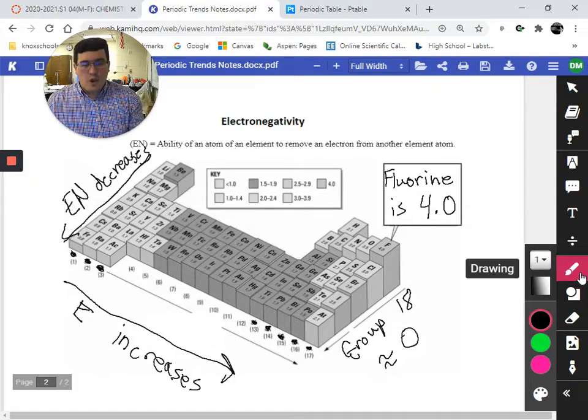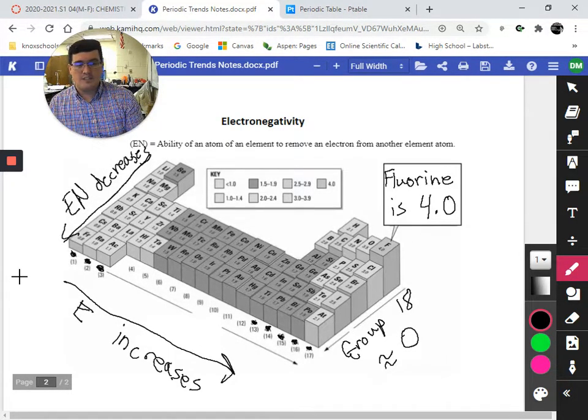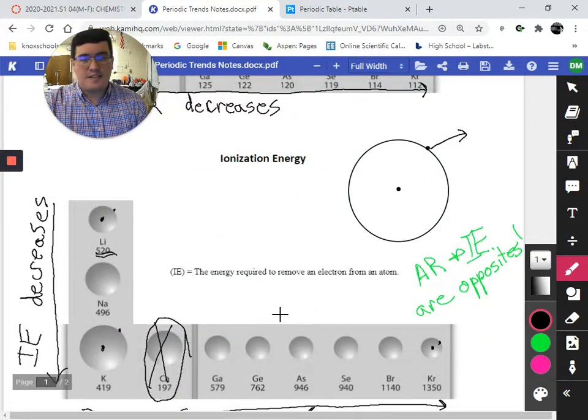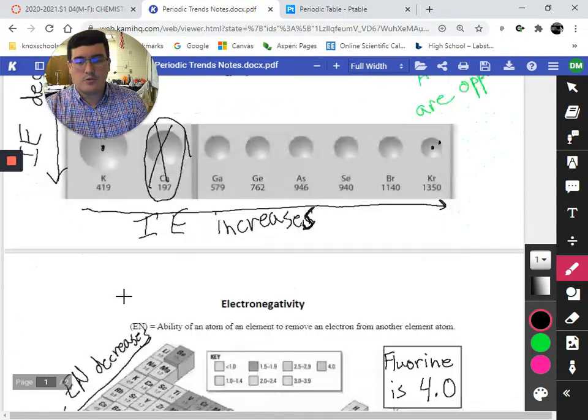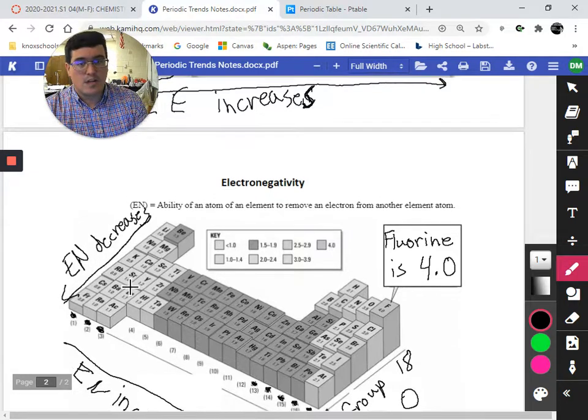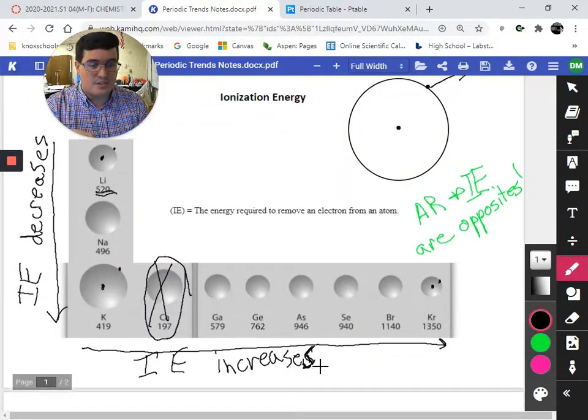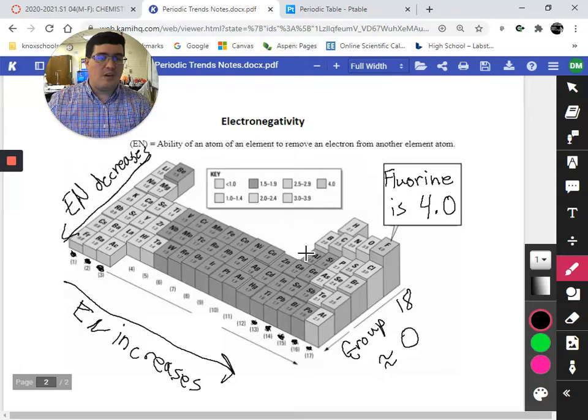But anyways, let's look at this. Okay, so if I'm looking at electronegativity versus ionization energy, oh man, I made it worse. All right, sorry, folks. Electronegativity here is increasing. So let's compare this to ionization energy, right? Ionization energy decreases as you go down a group. Electronegativity decreases as you go down a group. Ionization energy increases as you go across. Electronegativity increases as you go across. With an exception, don't forget, group 18 is an exception to that, right?